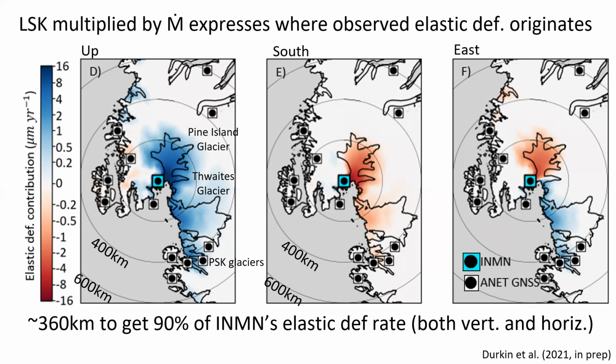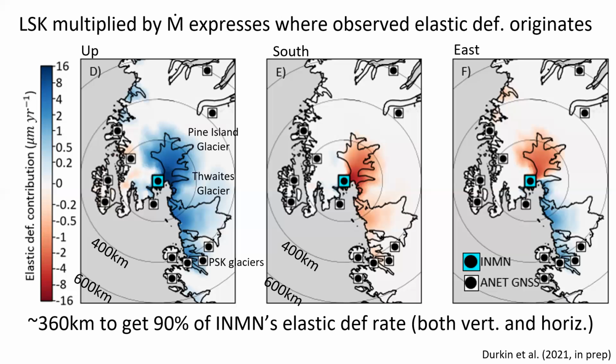So a common assumption that gets made is that because INMN is close to Pine Island Glacier, it derives almost all of its elastic deformation from the losses of Pine Island Glacier. However, this map demonstrates this isn't the case. If we look at Thwaites and PSK glaciers, each of these contribute about as much to INMN as the upper regions of Pine Island's dynamically thinning branches. And in fact, Thwaites and PSK constitute about 20% of INMN's elastic uplift.